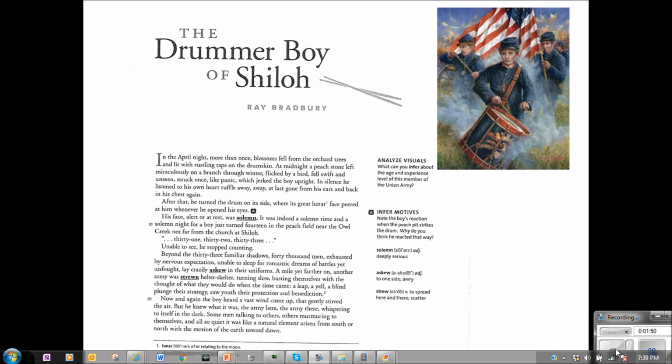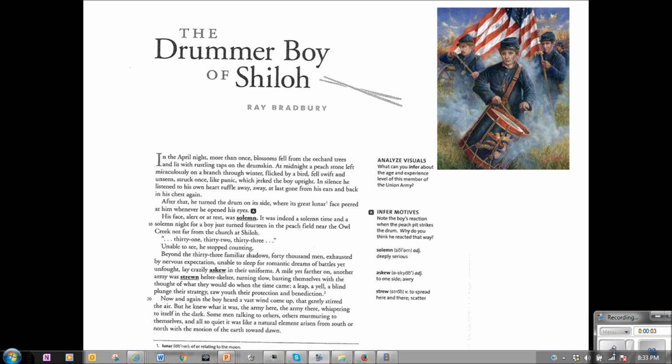I'm going to model how to do this selection process with the text we'll read later in this unit called The Drummer Boy of Shiloh. You should have a copy of this text in front of you. I'm going to read it aloud, and while I do, please circle any vocabulary words that you don't know.